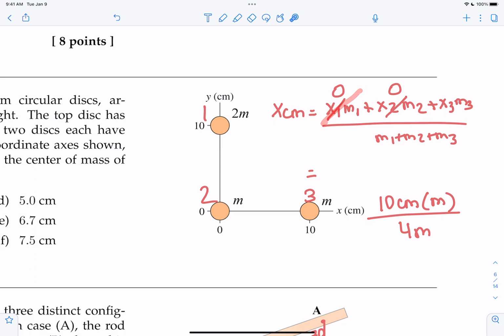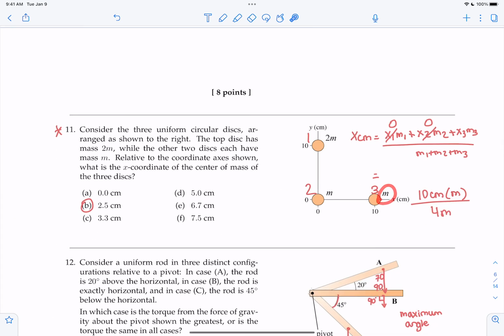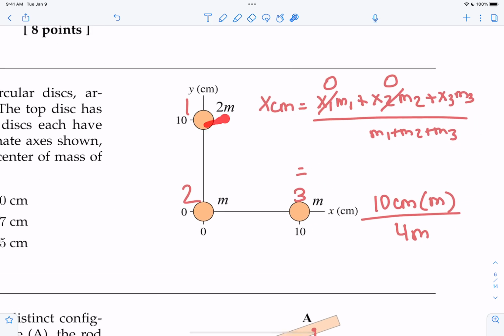So mass 1 should be 0, because if the x position is 0, then it doesn't matter what the mass is. So this is 0 for mass 1, 0 for mass 2, and really the only thing contributing any x coordinate is mass 3, because it's 10 centimeters away from the origin. So really just x3 m3. It has a position of 10 centimeters times mass 3. We defined it as just m. Now we know that mass 1 is 2m, mass 2 is m, and mass 3 is m.